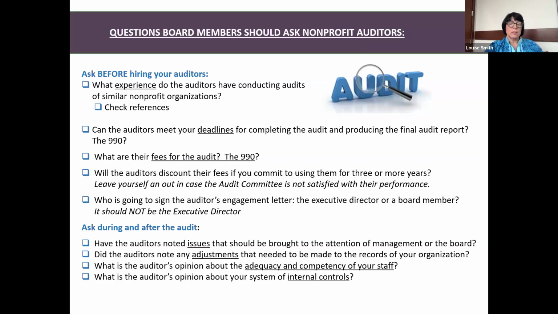It's a sector or a segment, an industry, so they should have that experience. Be sure they're going to meet your deadlines for when you want the audit done and finalized, as well as the 990. You're going to ask about their fees. Often they will give a 3-year bid and sort of smooth their costs out over a 3-year period. And that's good. You can't have a different auditor every year. It's just too costly on everybody's part, time and money-wise.